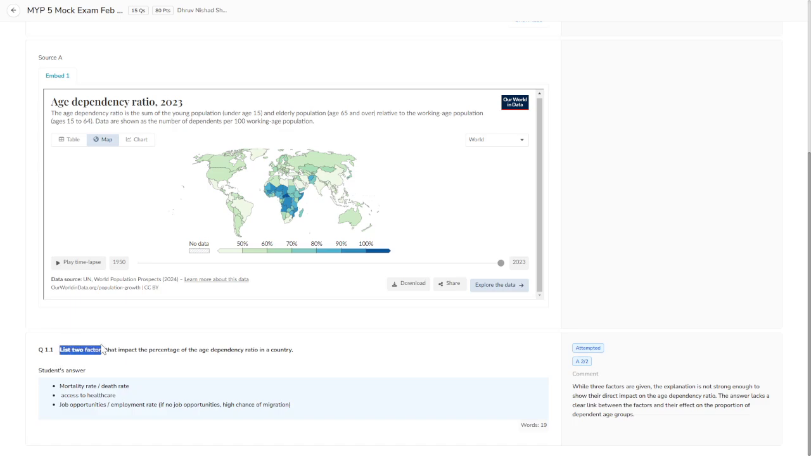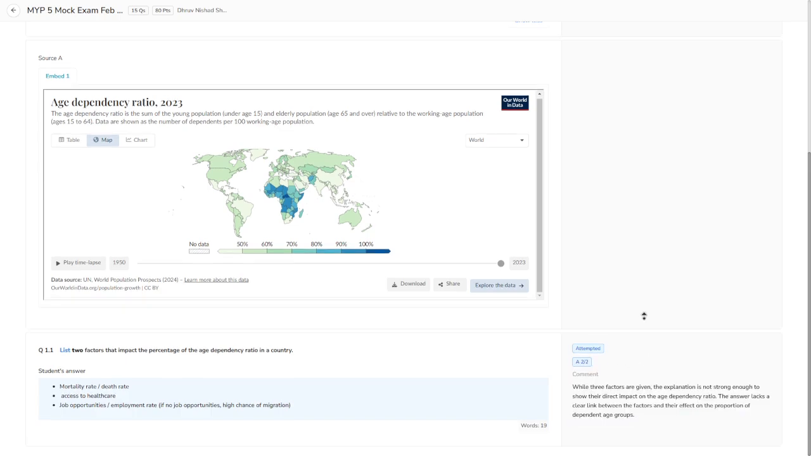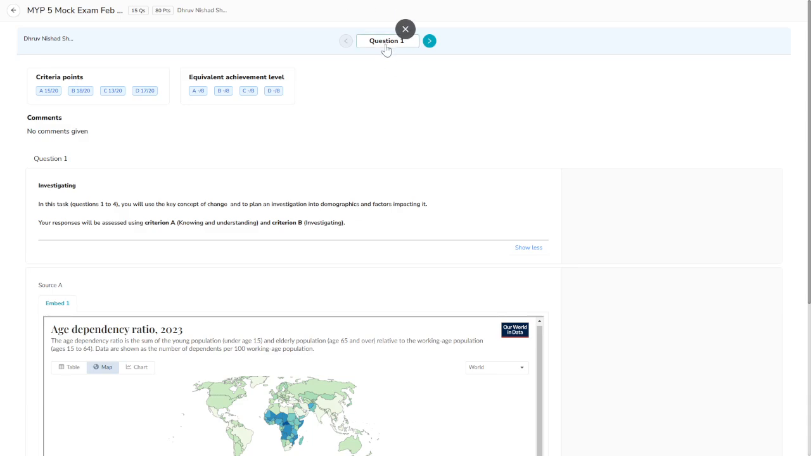Here, I need to list two factors that could impact the percentage of the age dependency ratio in a country. I've listed two factors, but since the command term was list, I was not aware that I needed to justify them too. The teacher has given me 2 marks, but the explanation is not strong enough to show the direct impact on the age dependency ratio. So it lacks a clear link, which I'll make sure of in future exam papers.